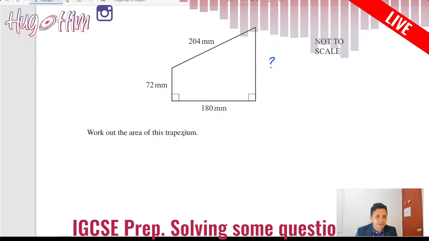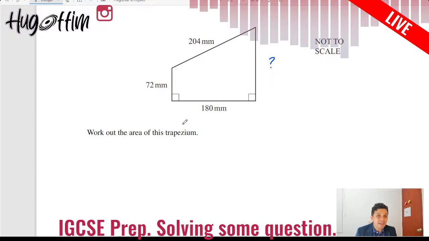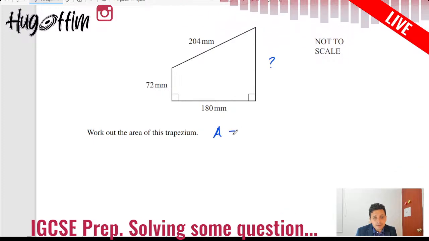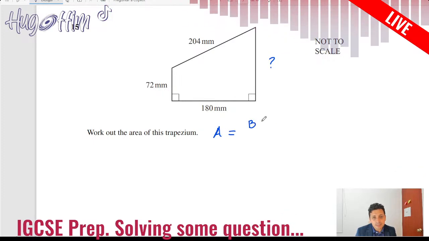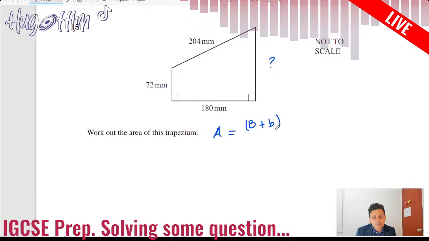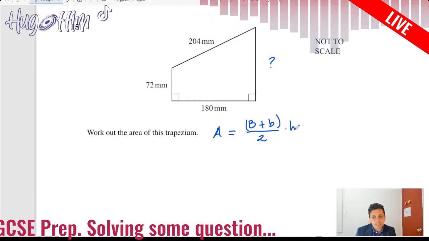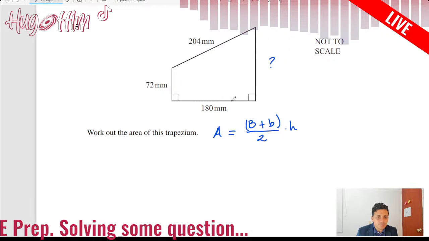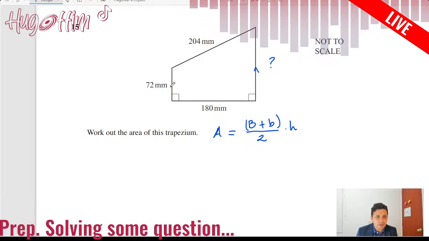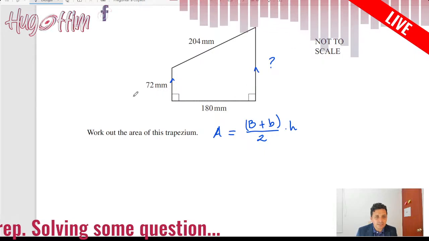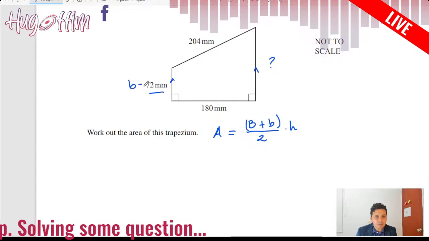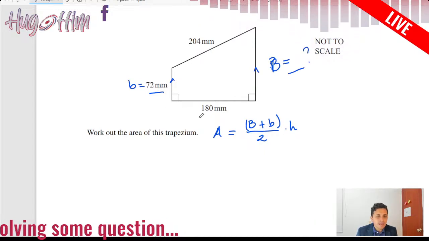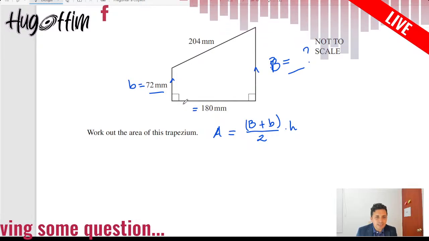Now, if you want to work out the area of the trapezium, you just need to remember that the area depends on both bases and the height. So in this case it is major plus minor base over 2 times height. Now we need to find out which are the bases. The bases are the parallel lines. This is a parallel line with this one, so these two are the bases. The minor base is 72 millimeters, and we don't know the major base. And the height is going to be this 180 millimeters.